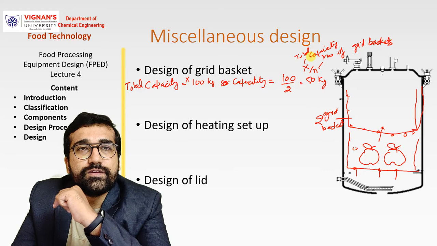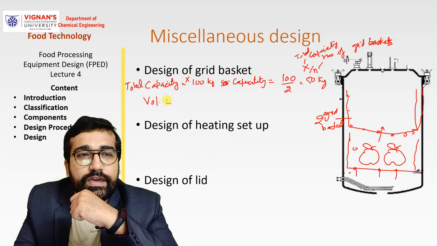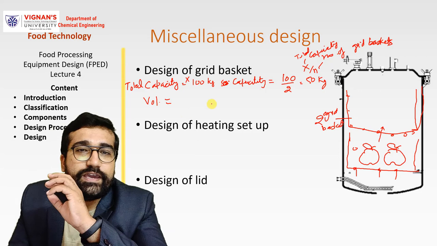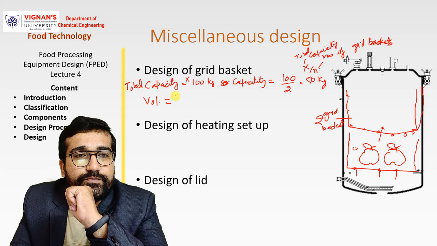Okay, so after that we know the total capacity, then we'll find out the volume. It won't be design volume, it will be just the material volume, because we are keeping only the material inside. So here we will use the material dimension. We know the length already, and the diameter already. So we divide it, volume like that.